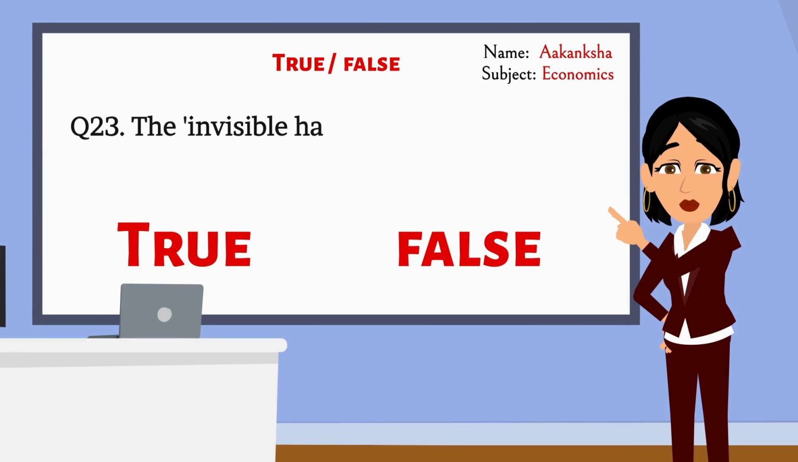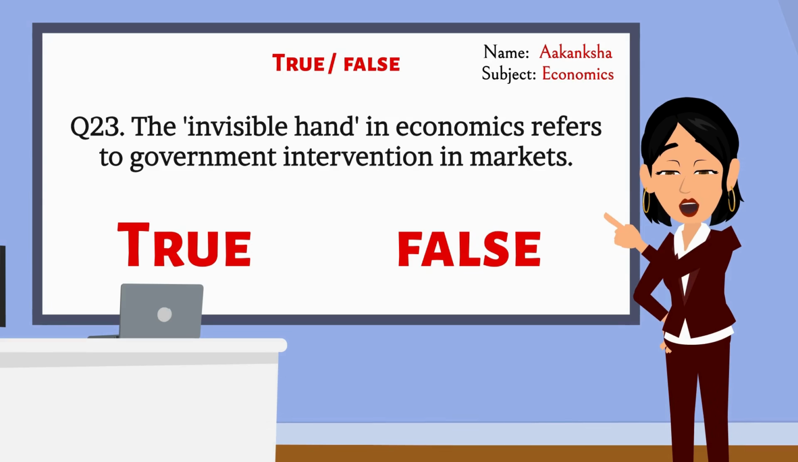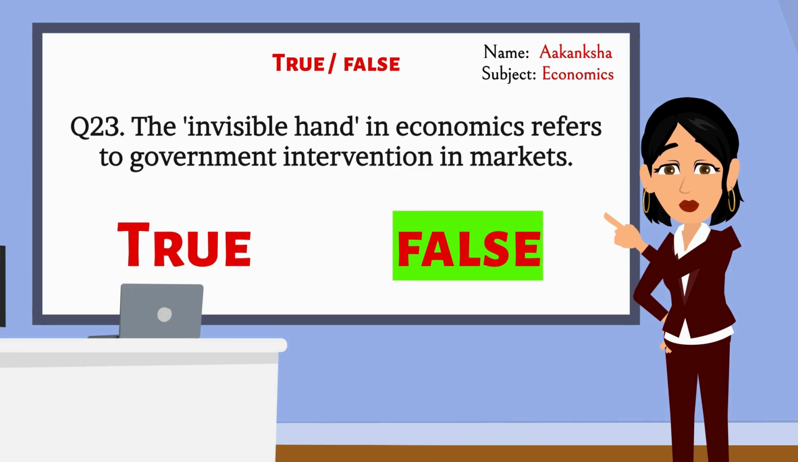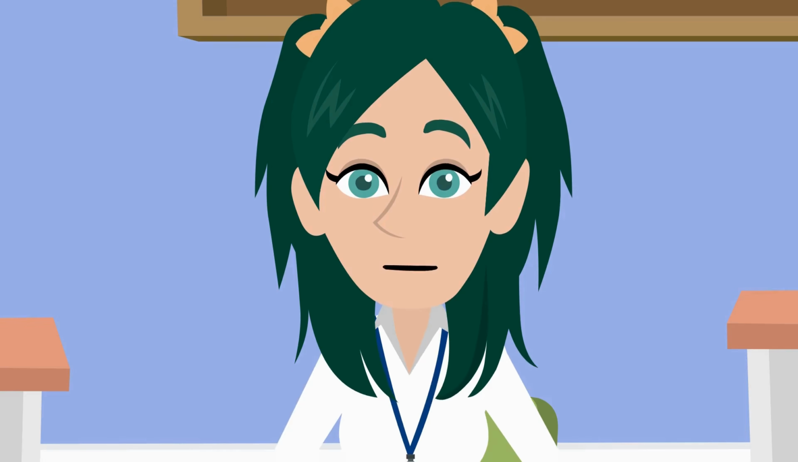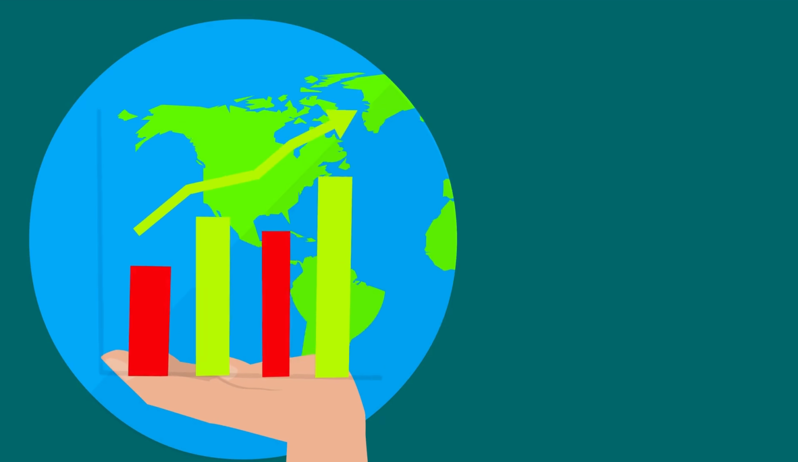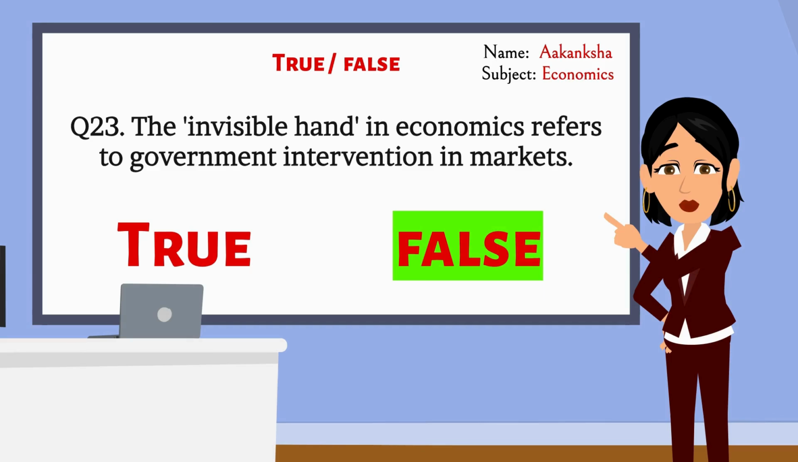Question 23. The invisible hand in economics refers to government intervention in markets. True or false? It's a false statement, ma'am. Correct, Bushra. Why is it false? The invisible hand refers to how individual self-interest in a free market can lead to efficient outcomes without government intervention. Excellent answer, Bushra. Let's keep going.